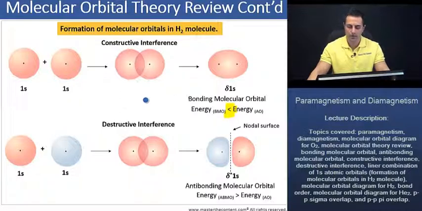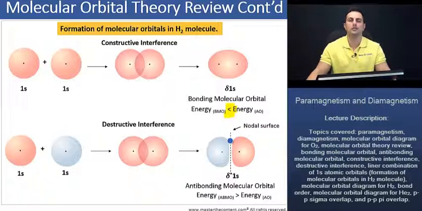Now, let's shift our focus to destructive interference. When we have two 1s atomic orbitals that are out of phase, meaning one is in a positive phase while the other is in a negative phase, and they combine, the overlap portion here is going to disappear, as we see here, resulting in a sigma star 1s orbital, or we can say an antibonding molecular orbital, because there is a node present, as you see here with the nodal surface.